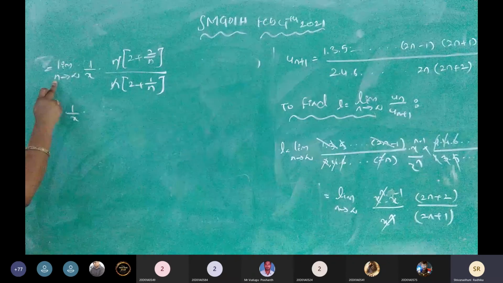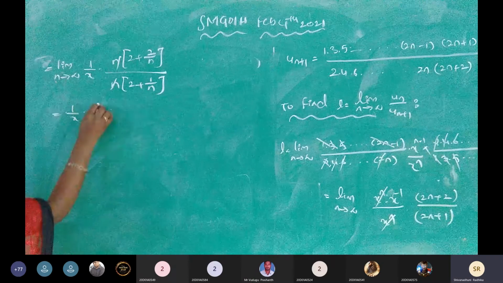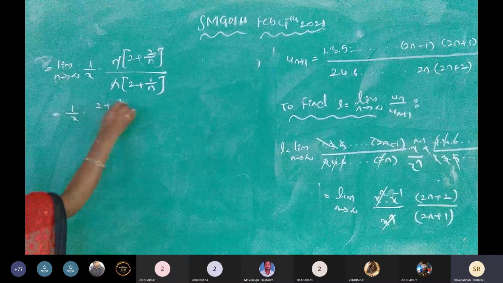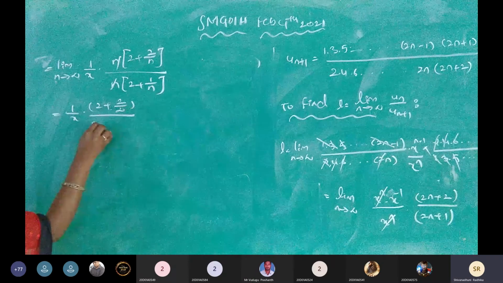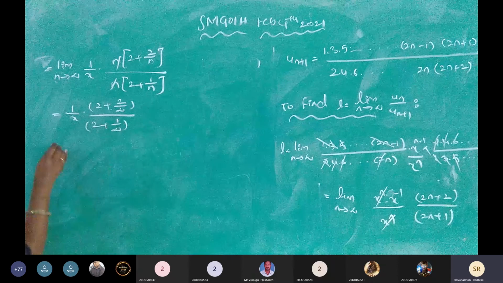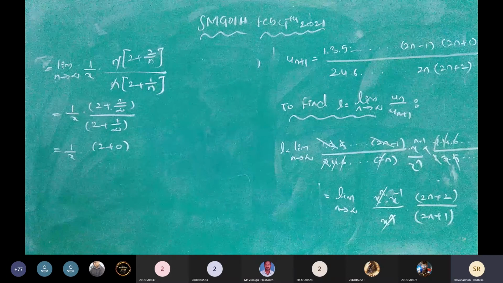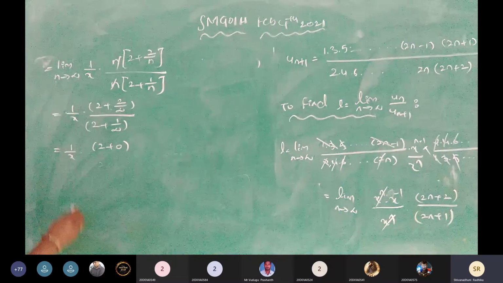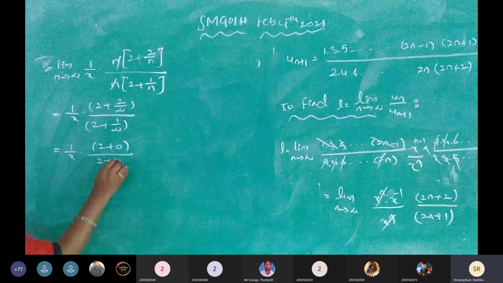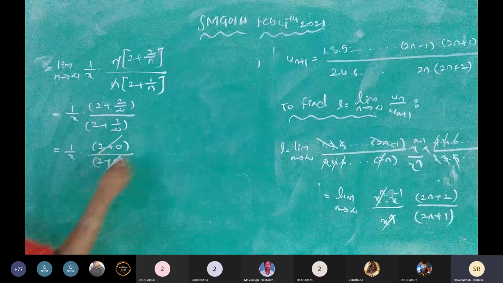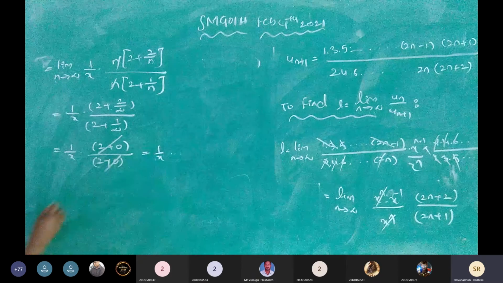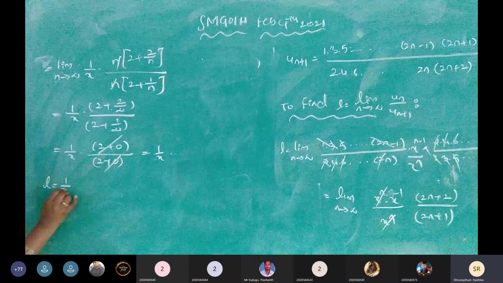1 by x is the constant taken outside when we are going to apply the limit value. What is the limit value here? N equals to infinite, substitute here: 2 plus 2 by infinite by 2 plus 1 by infinite. This here is 1 by x into 2 plus 0. 2 by infinite is 0. It is clear. By 2 plus again 1 by infinite is also 0. 2 plus 0, 2 plus 0 get cancelled. 1 by x.